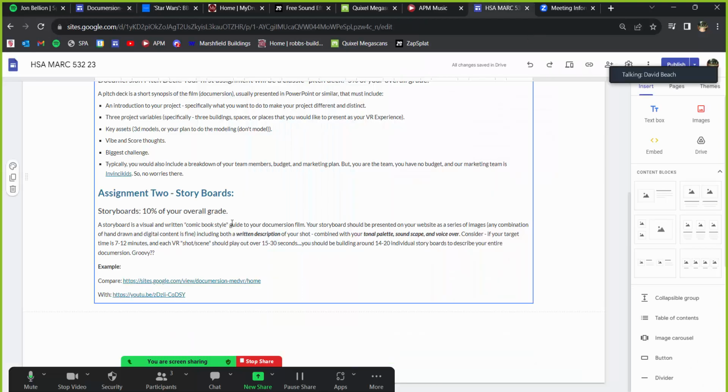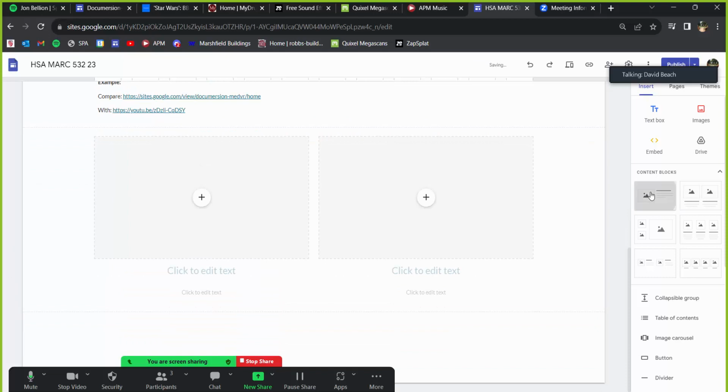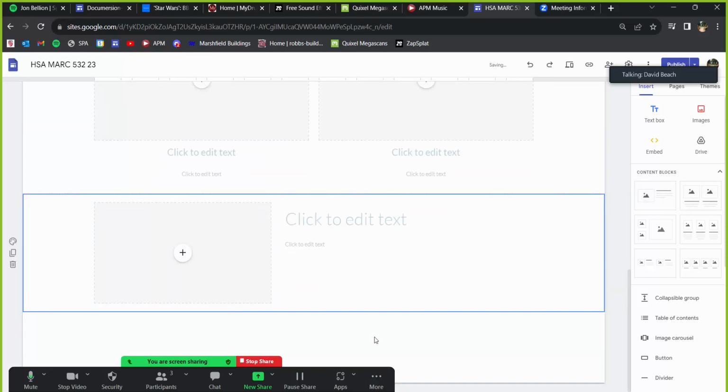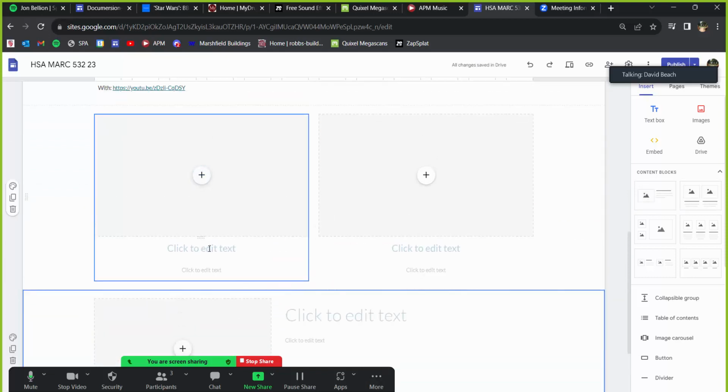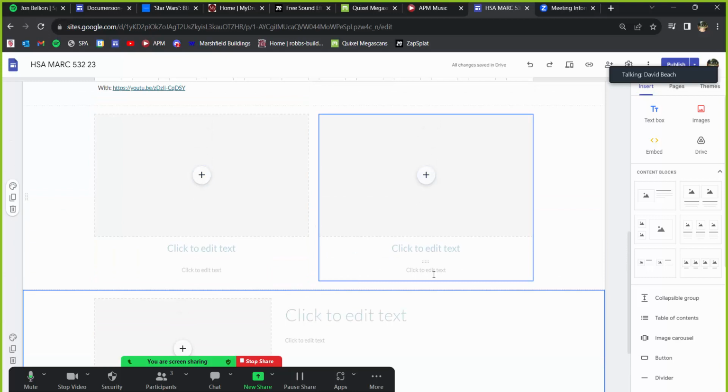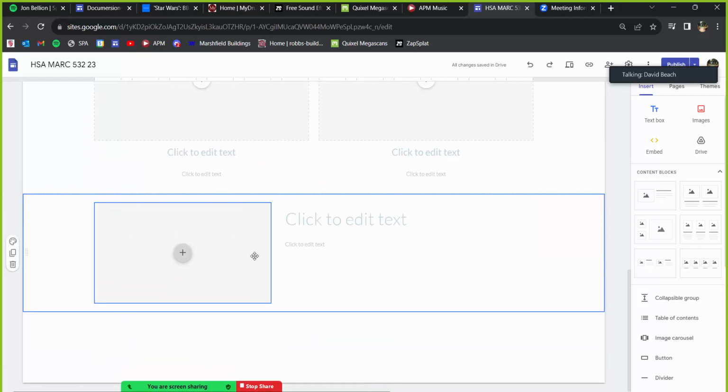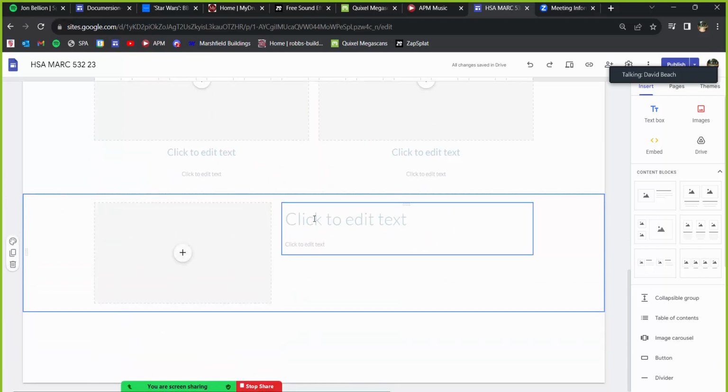What I would do is go into your Google Sites and use this little template right here, or this one right here. This allows you to bring in an image and create a description. Bring in an image, create a description. This one is arguably even better: single image, single description. It's a perfect format to build these.